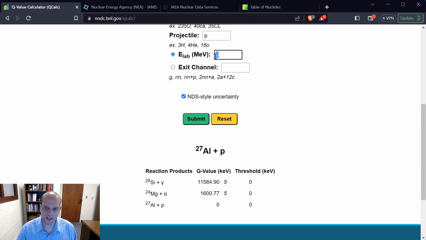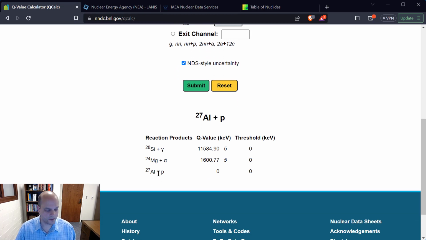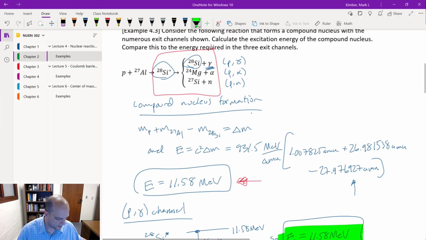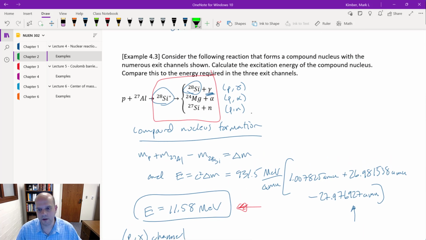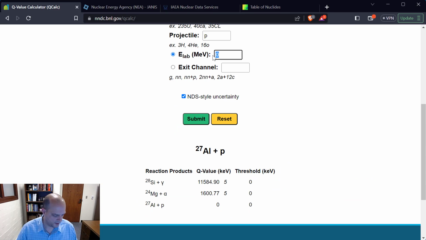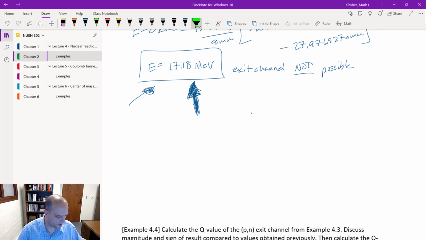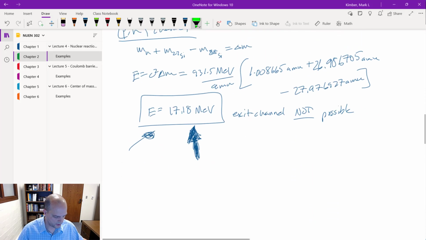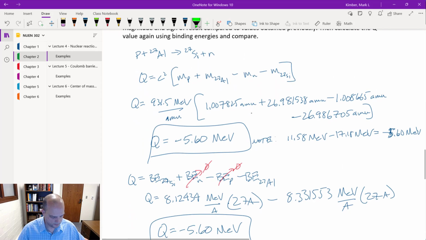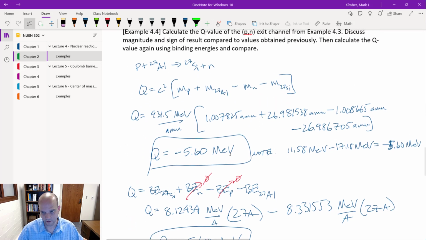Okay, but we can see now, notice it didn't list any of the other ones, like the fourth one that we had there was silicon 27 and a neutron. That was the exit channel. And so we determined that wasn't possible in our analysis, and it doesn't report it here because it's not possible. And so if I bump this up, it told me I needed 17.2 or so MeV, and I had that 11 or so available. So what I need extra is 5.6.